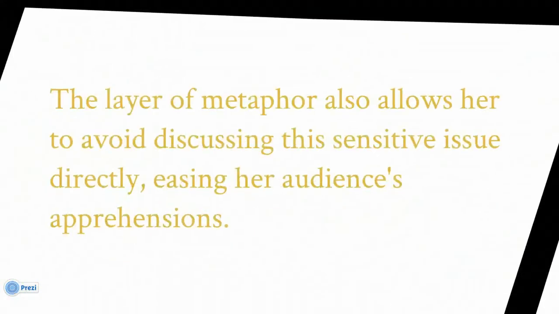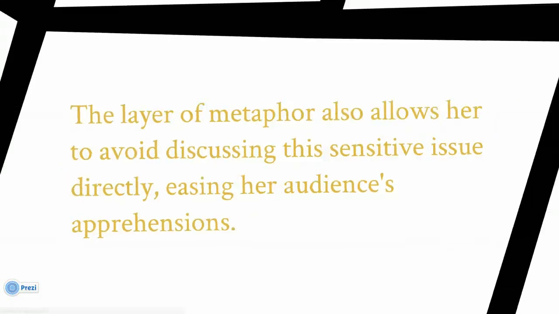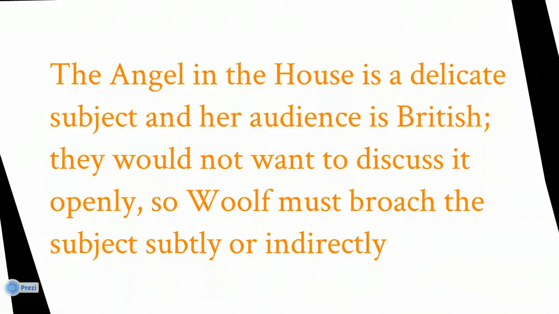Excellent. So we've talked about the metaphor, the allegory. Getting back to the metaphor, I'd completely forgotten about this. You would also want to mention, in a paragraph discussing the allegory, that using a layer of metaphor also allows her to distance herself from the subject matter. She's using that layer of metaphor as a buffer, which allows her to avoid discussing this sensitive issue directly, thus further easing her audience's apprehensions, which supports this goal: the fact that the angel in the house is a delicate subject and she doesn't want to offend her audience. She needs to broach it subtly, or in this case, indirectly, through metaphor rather than direct treatment.